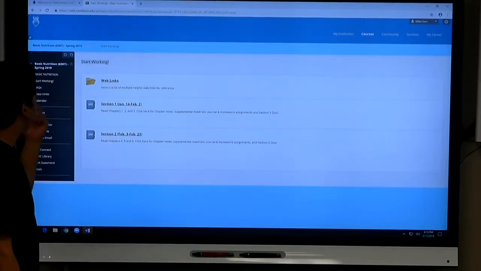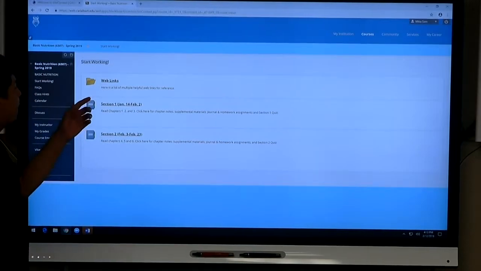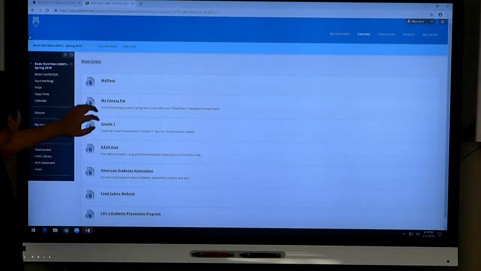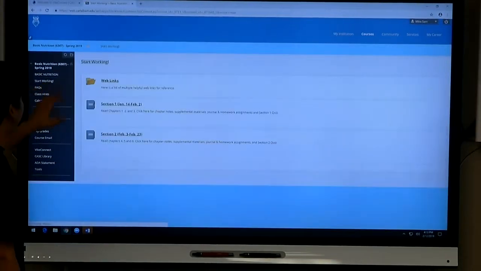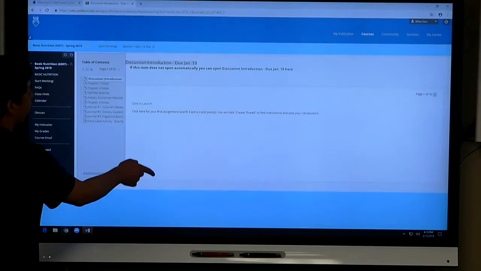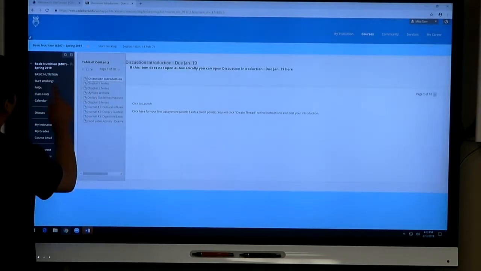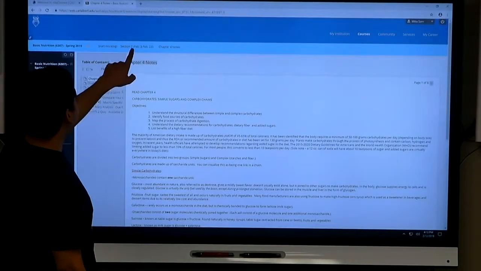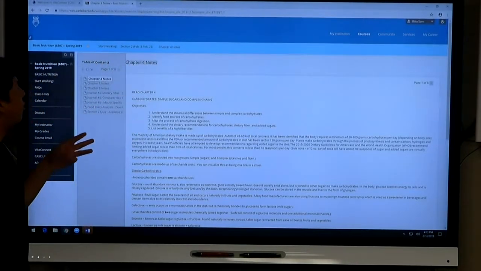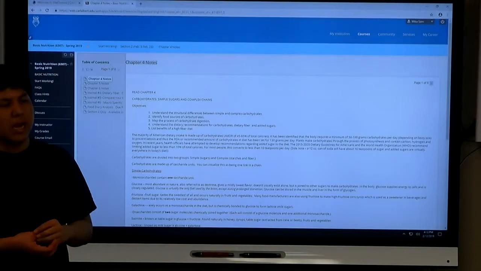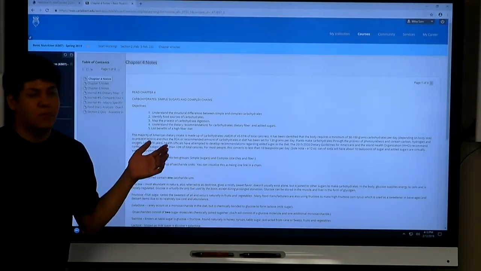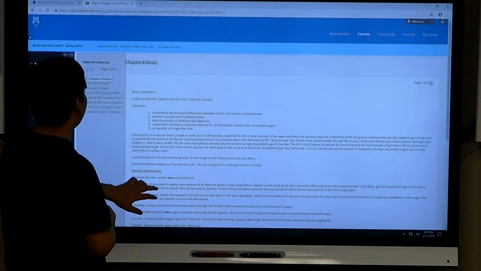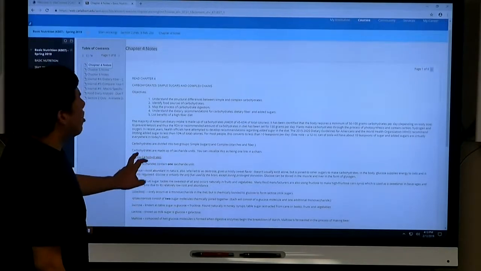So I just clicked on start working and these are the web links. And this was section one that we did. But right now this says section two, February the 3rd through February 23rd. So that's our time span of whenever we can do our assignments. So I'm just going to go over some notes.